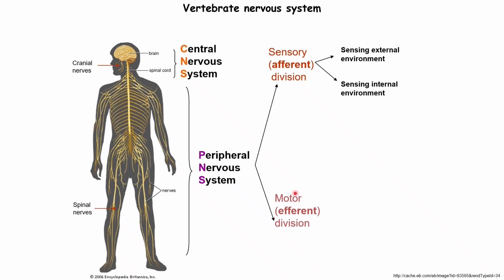The peripheral motor division can also be divided into two parts, the autonomic nervous system and the somatic nervous system. The somatic nervous system includes those nerves that are connected to various muscles of the body that you can control voluntarily, like your biceps or your leg muscles or your neck and so on.